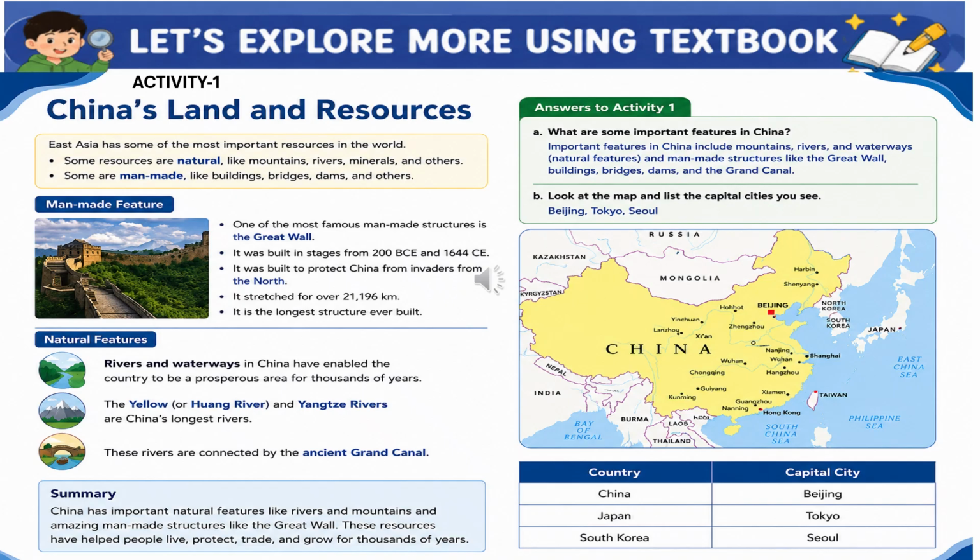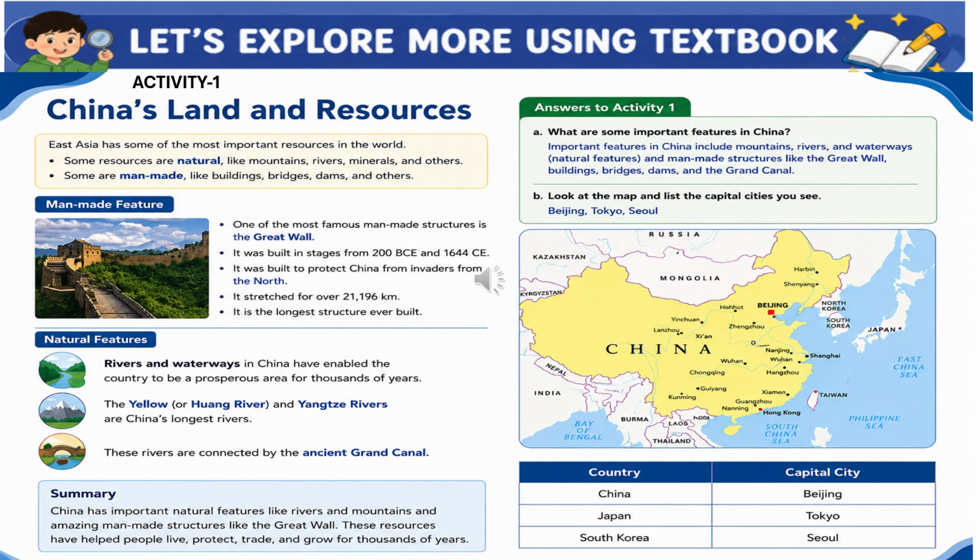One of the most famous landmarks in the world is the Great Wall of China. It was built over many centuries, beginning around 200 BCE and continuing until 1644 CE. The main purpose of the Great Wall of China was to protect China from invasions coming from the north, especially the Mongolian side and the Central Asian side. Today it is one of the greatest engineering achievements in history and a UNESCO World Heritage Site.